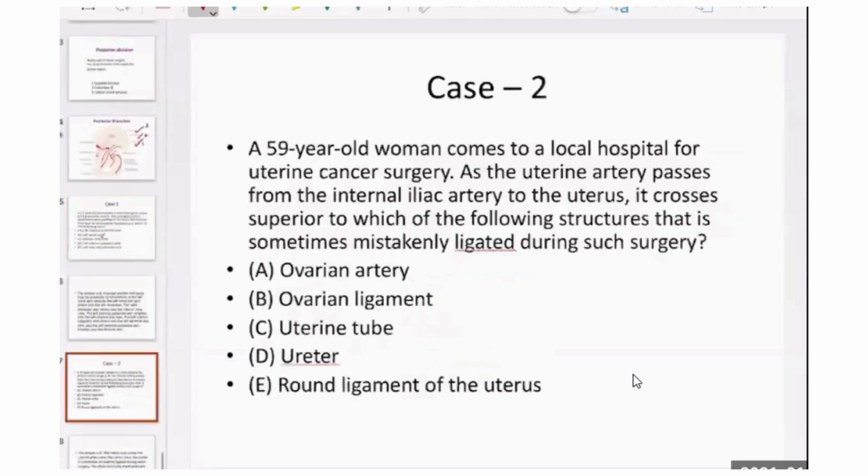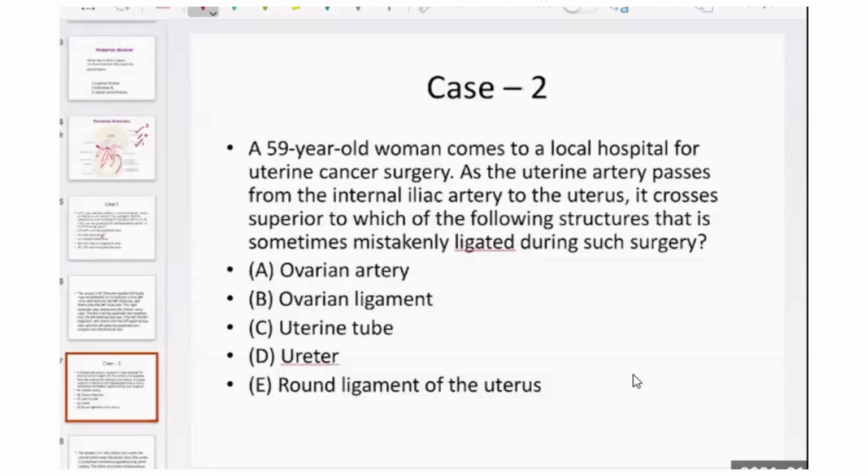A 59-year-old woman comes to a local hospital for cancer surgery. As the uterine artery passes from the internal iliac artery to the uterus, it crosses which of the following structures which can be ligated during such surgery? The answer is one structure that is crossing, the ureter. In the first step of the surgery, you should not disturb the ureter. As a post-surgical complication, there will be dribbling of urine in the patient. That represents the obstruction is not drained. And if there is not any dribbling, that represents you have disturbed the ureter.